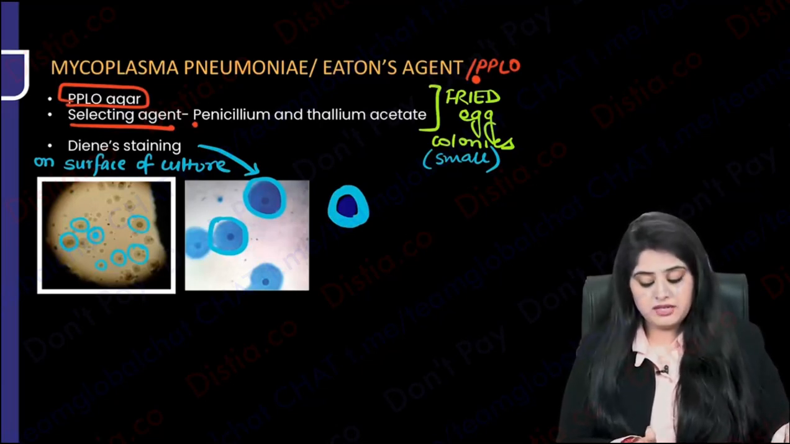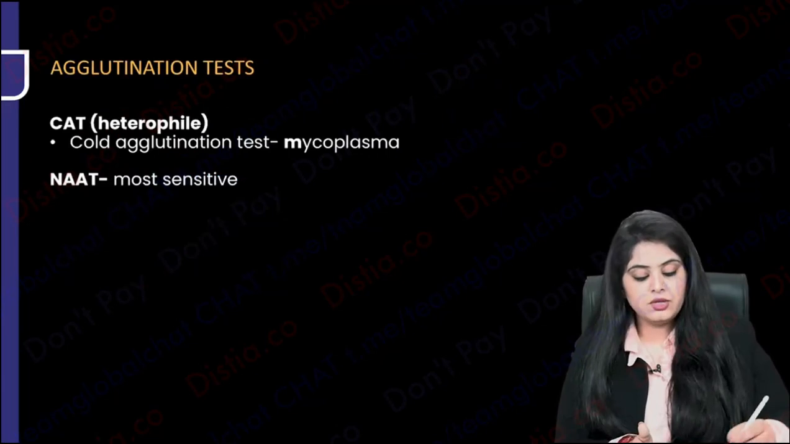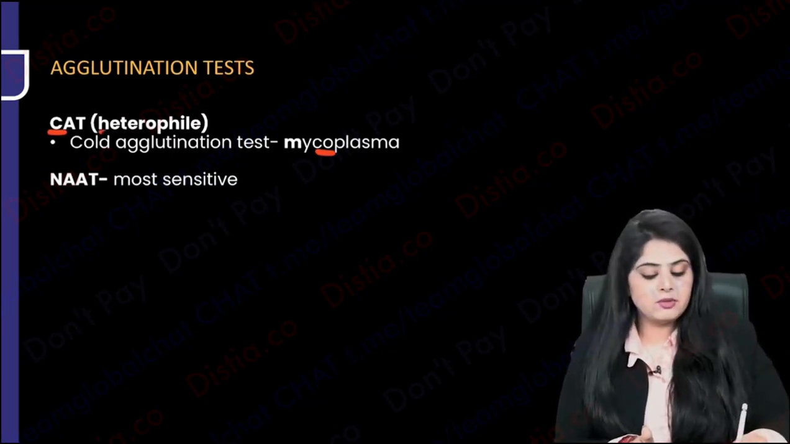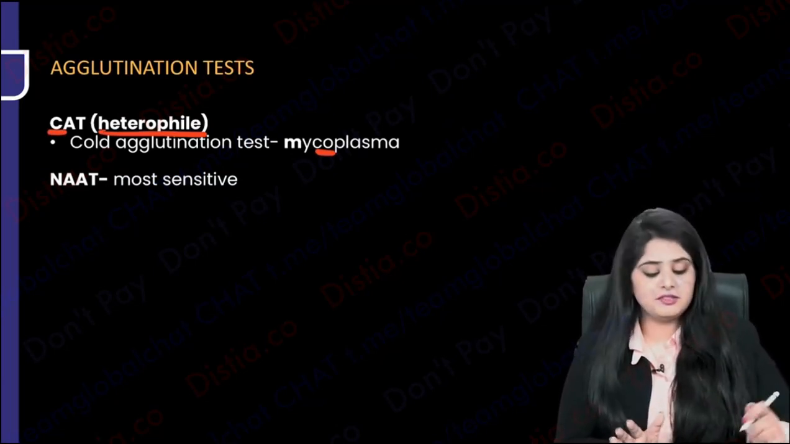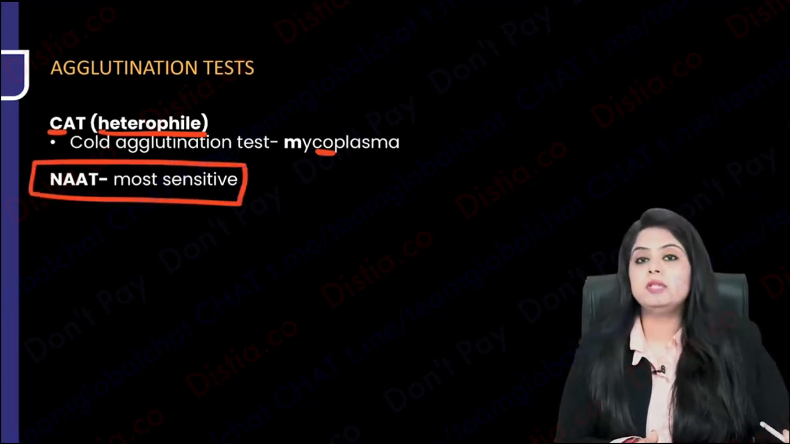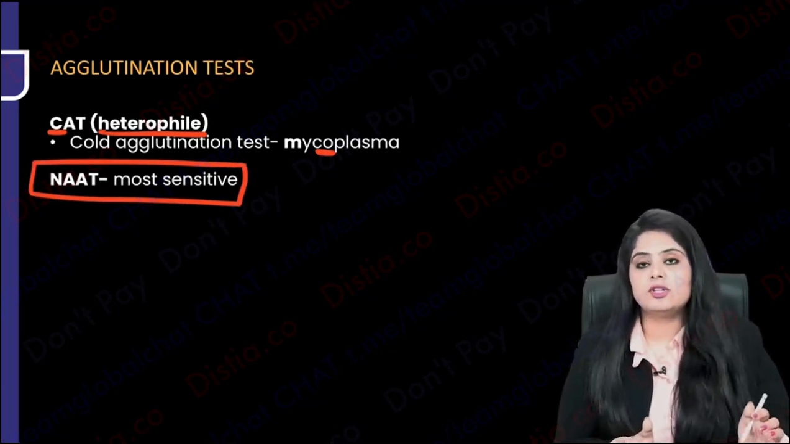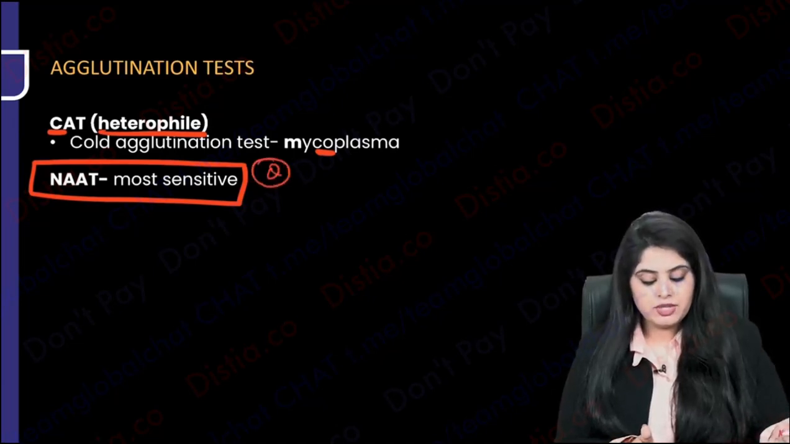Of course, there are many other fried egg colonies, which I'll talk to you about in a while. But Dienes stain I already knew. Now tell me, what was the test that I told you? For mycoplasma, it is the cold agglutination test. Go to your immunology chapter: it's a heterophile agglutination test, but all these tests are non-specific. The best test, nothing can beat genetics: nucleic acid amplification testing, polymerase chain reaction, which is of course going to be the most sensitive. That is a previous year question.